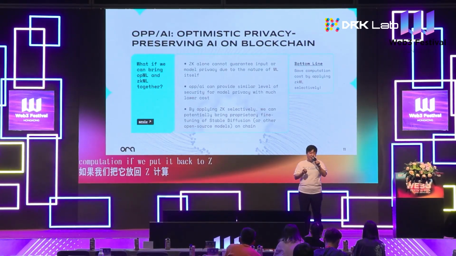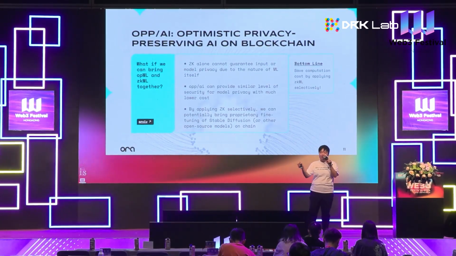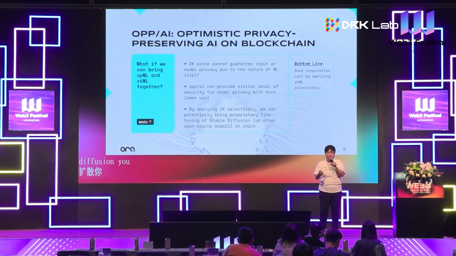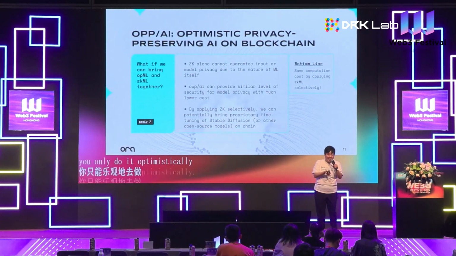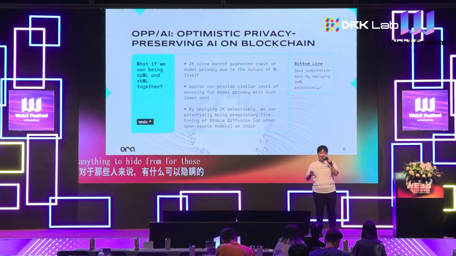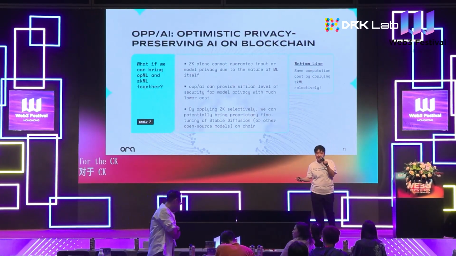So essentially, what you can do is take those weights that have changed by your fine-tuning and put those into ZK. And everything that hasn't changed from the original open source Stable Diffusion, you put outside of ZK. You only do it optimistically, right? Because you don't have anything to hide for those. So that you are basically only paying for the ZK cost of those weights that you're hiding.